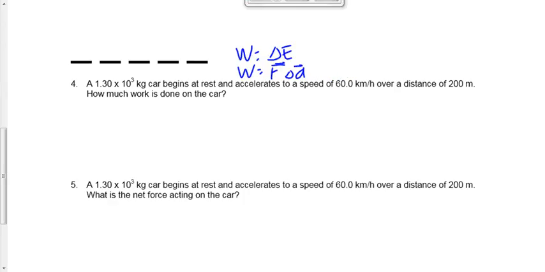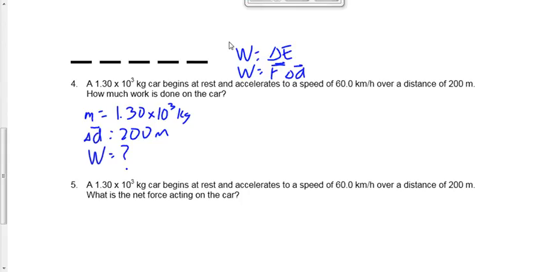In this case, question number 4, we get to drop the cos theta because presumably if the car is beginning at rest and accelerates to 60 kilometers per hour along the road, parallel to the road surface, then presumably it's being pushed parallel to the road surface. So the angle would be 0, cos theta would be 1, and the equation would become F times D. Now, what do we have in this question? We know that the mass of the car is 1.30 times 10 to the 3 kilograms. We know that the displacement is 200 meters. We know that the work is what we're looking for.